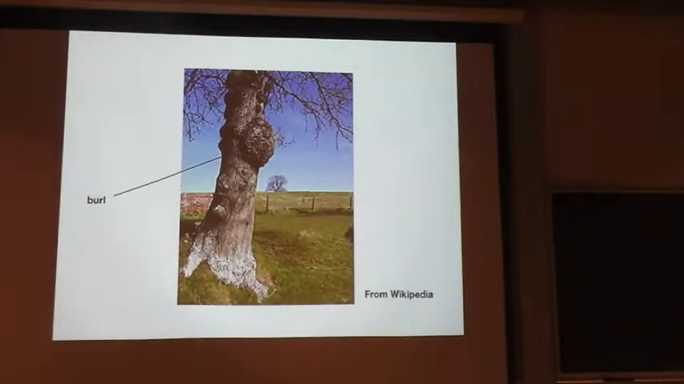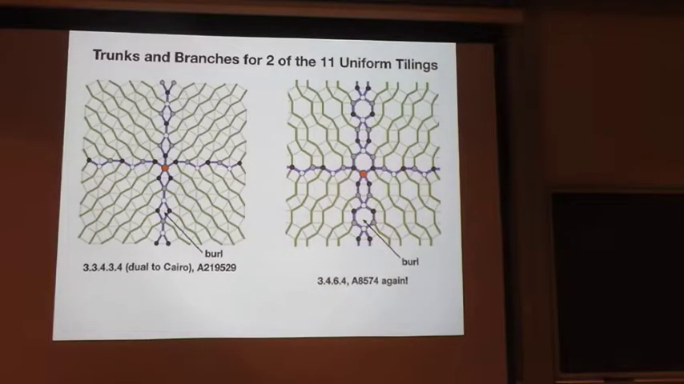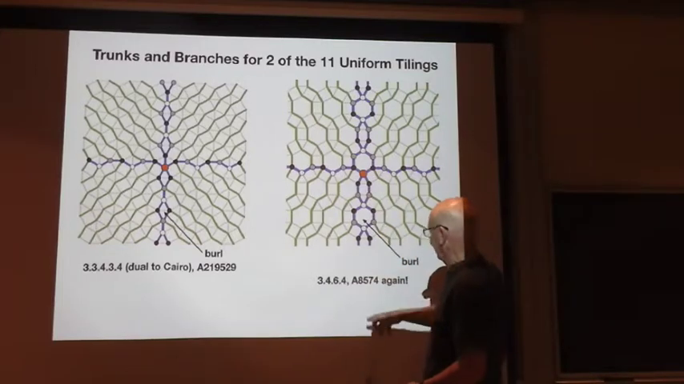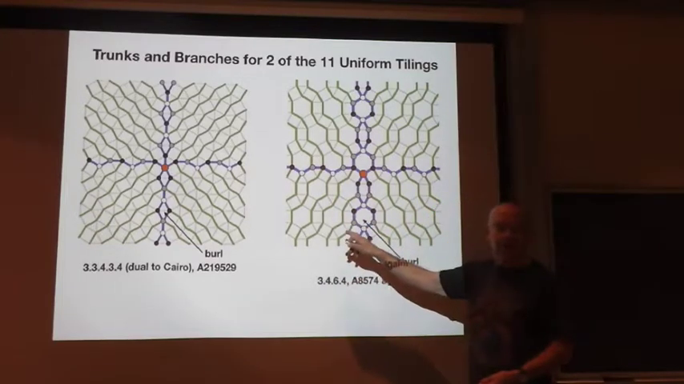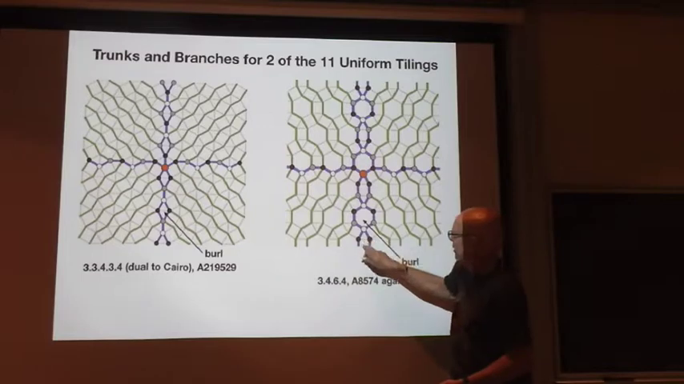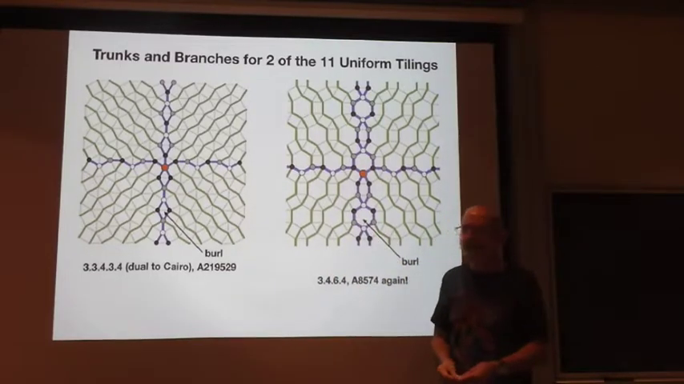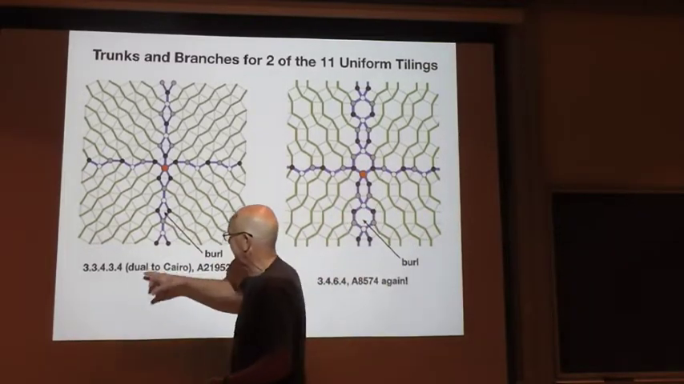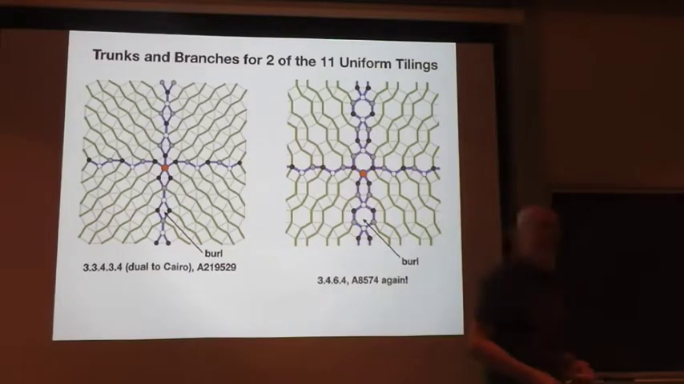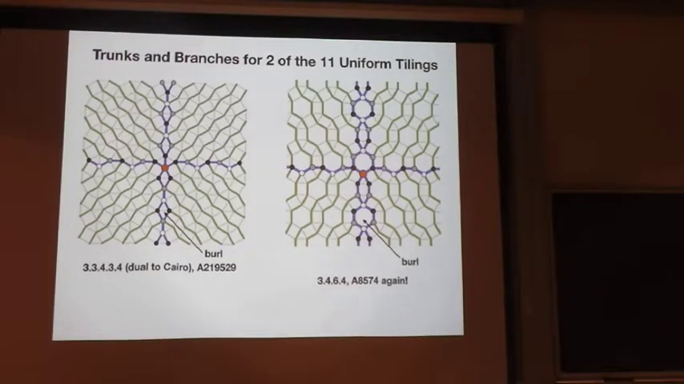Now, sometimes we have to use a burl. That's what a burl looks like. So for some of them, some of the 11, we actually had to use burls. You can see here's the 3464 uniform tiling. The trunks have burls. Here are burls in the 33434 tiling trees.